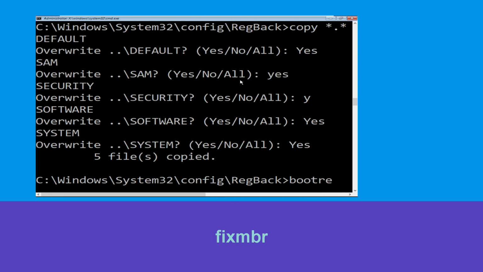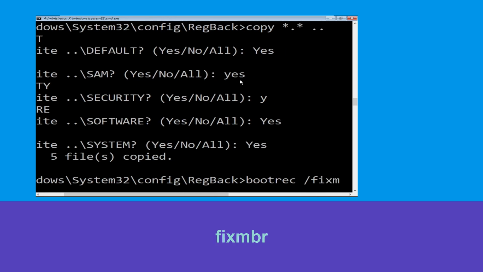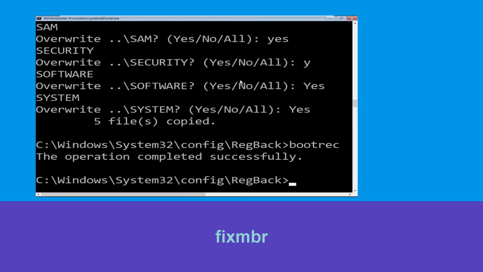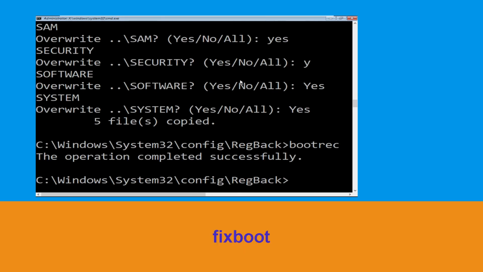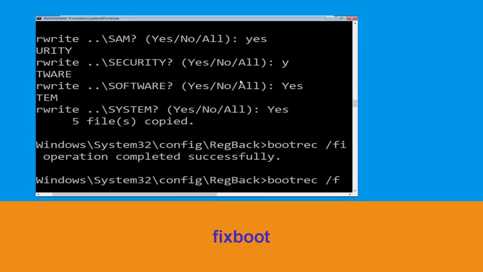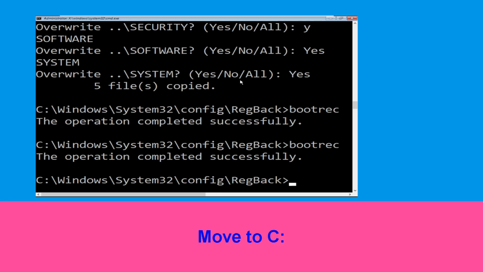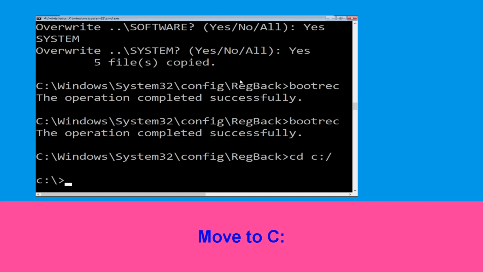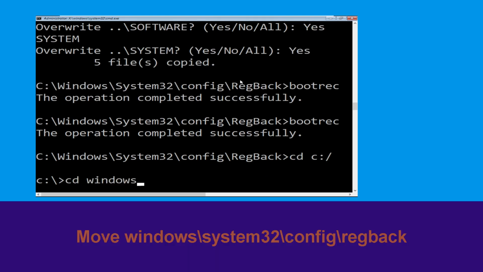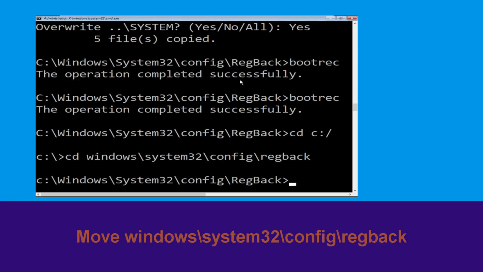Now type bootrec space /fixmbr and simply hit enter. Type bootrec space /fixboot and hit enter. Now type cd space C:/ and simply hit enter. Let's execute this command. Type cd space Windows/system32/config/regback. Then simply we need to hit enter to execute this command.